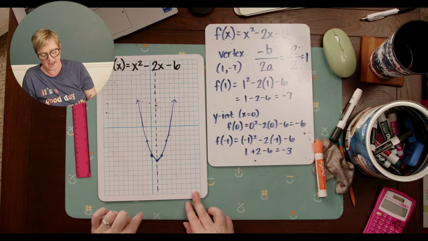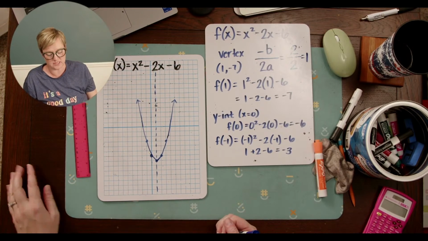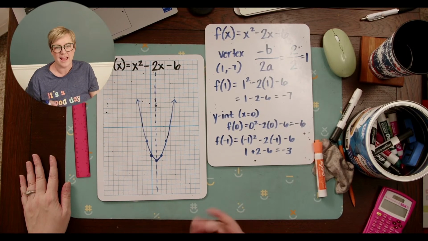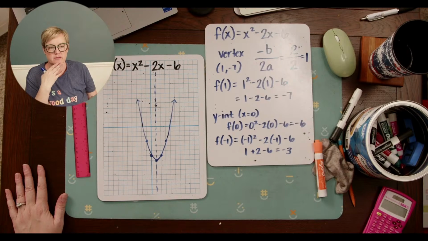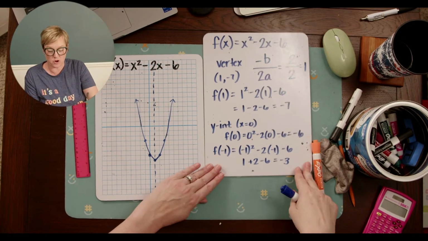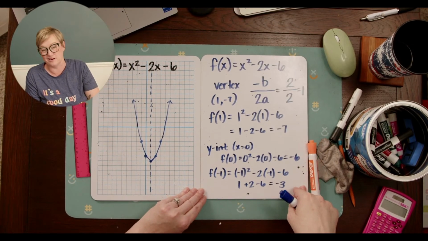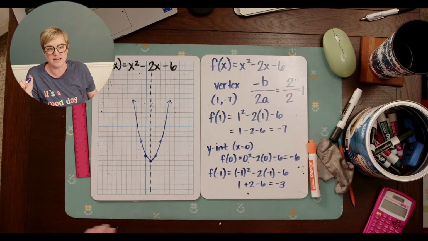Did you do the axis of symmetry? Is the vertex in the right spot? Is the y-intercept in the right spot? That's what your teacher's really going to be looking for. Can you do all of this generally by hand? So that is graphing a quadratic, graphing a parabola right there. Parabolic function, I guess.